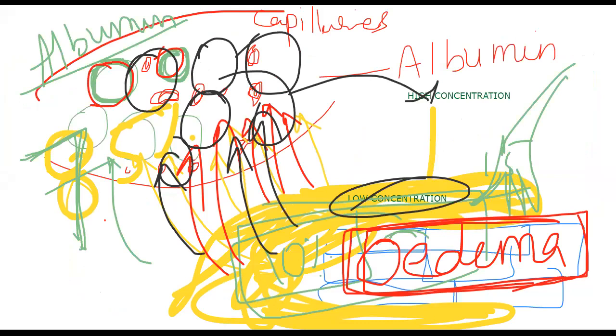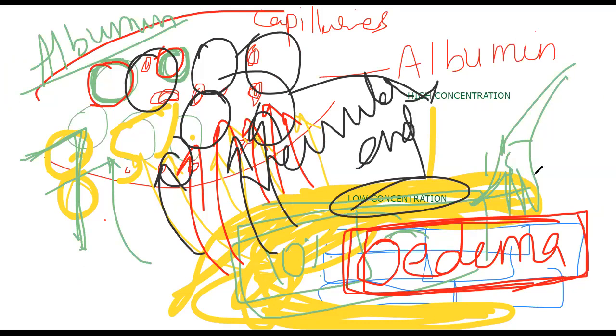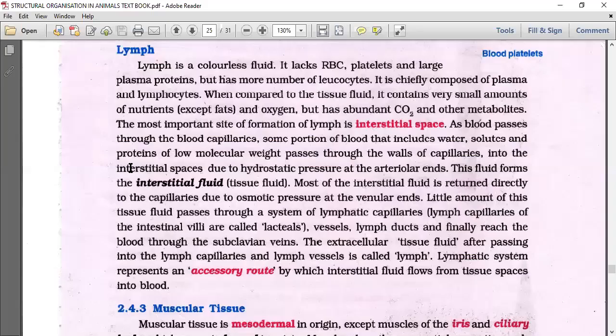How much fluid is returned back, and from where? At venular ends it is returned back. Nearly 85% of the fluid is returned back. So most of the interstitial fluid is returned directly to the capillaries due to osmotic pressure at venular ends.